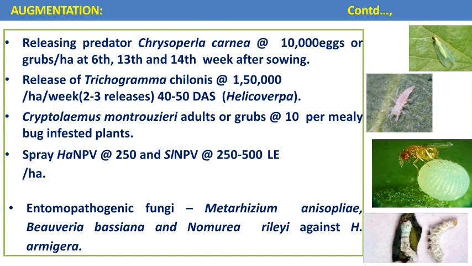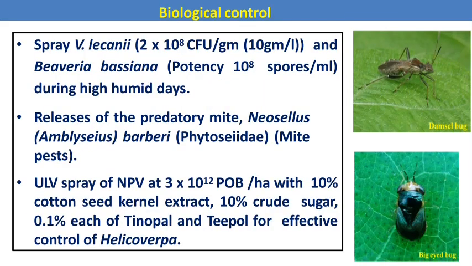And HaNPV and SlNPV are nothing but the NPV virus, that is the nuclear polyhedrosis virus. SlNPV is used against Spodoptera litura, and HaNPV is used against Helicoverpa armigera. Then Metarhizium anisopliae, Beauveria bassiana and Nomuraea rileyi are the entomopathogenic fungi. They are mostly used against the Lepidopteran caterpillars. Then Verticillium lecanii is also one of the effective entomopathogenic fungi against all types of sucking pests.